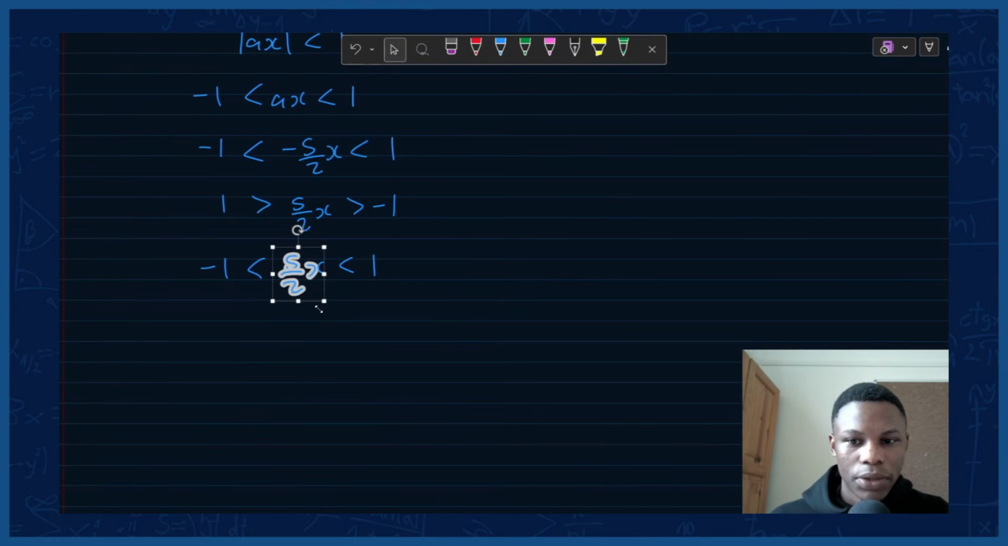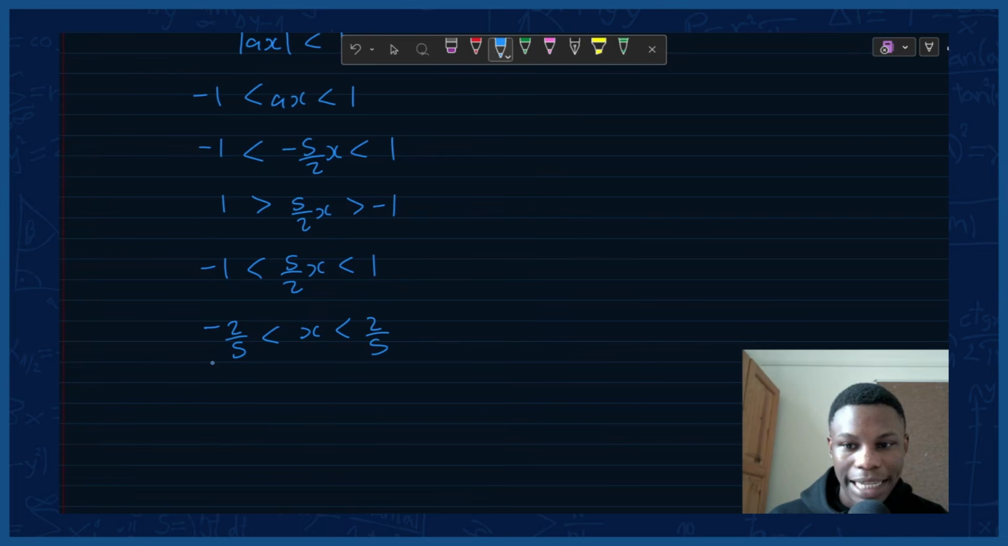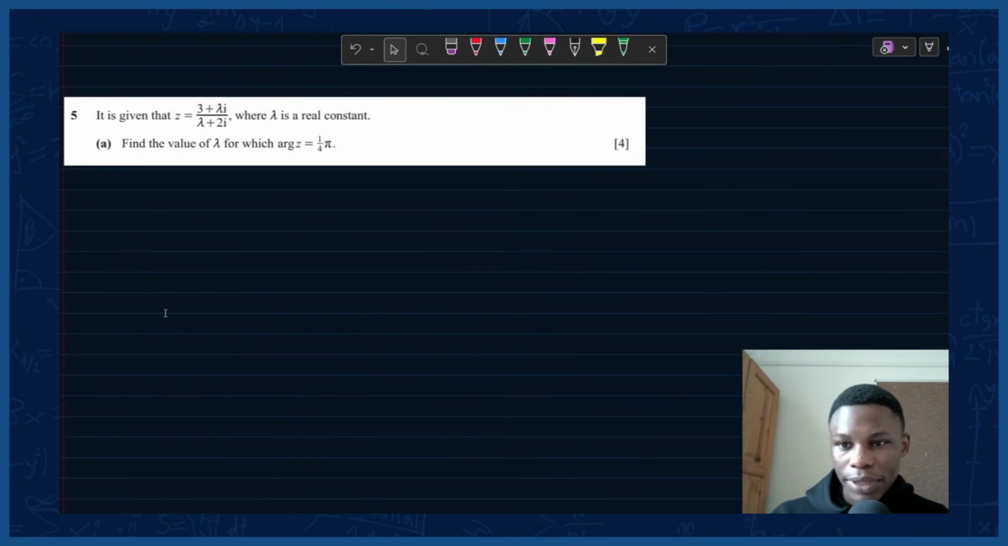And then multiply through by 2 over 5 to get rid of this 2 over 5 and make x the subject of our inequality. So you get -2 over 5 is less than x, which is less than 2 over 5. And these are the set of values of x for which the expansion is valid. Or you can write this as mod x is less than 2 over 5. Same thing. Question number 5.